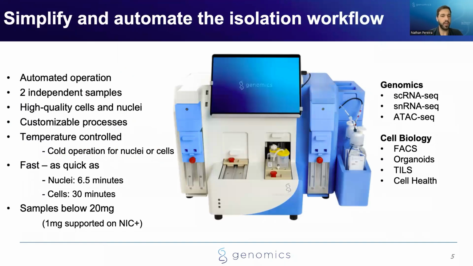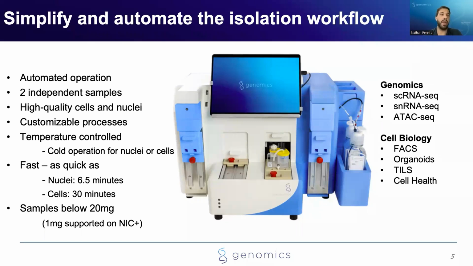So we have two products out right now, the S200 and the S100. Here's a picture of the S200. It's basically a completely automated cell and nuclei isolation. On the S200, the new version of the machine, we can do two samples at once, and that can be one sample of nuclei at a time, or one cell at a time, two nuclei, one cell, one nuclei. So they're completely two independent bays, and they're completely customizable processes.